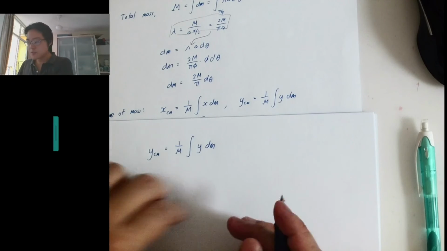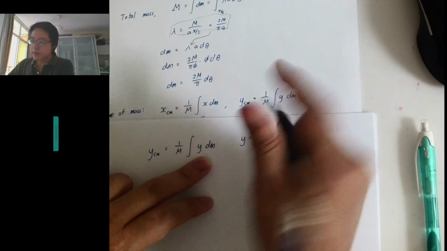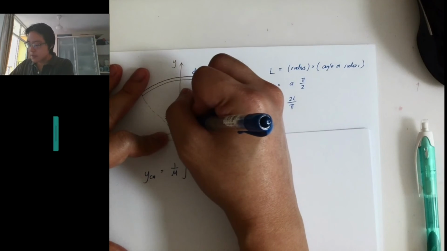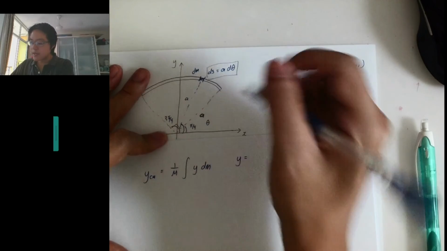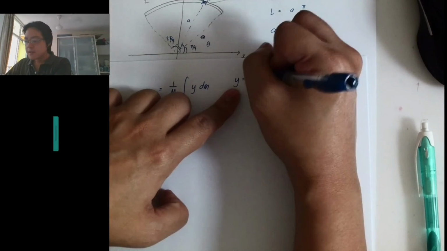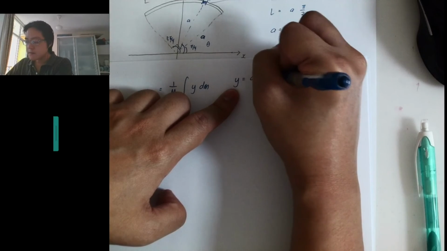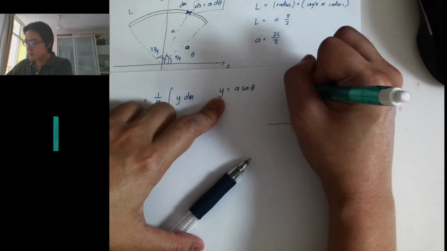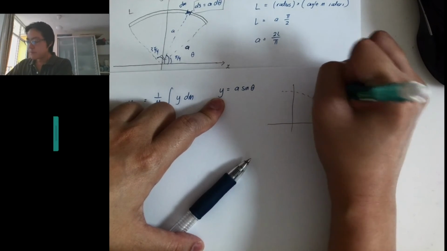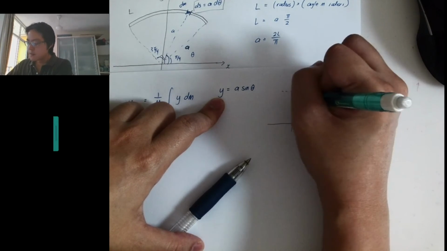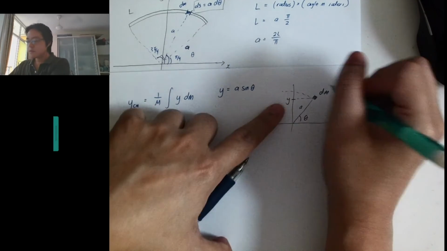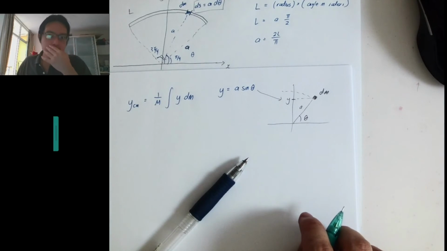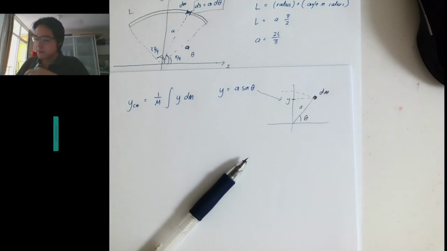So how do we do this? Well, first of all, what is my y coordinate? If I take any infinitesimal point dm, the radius is a. If I take the angle theta with my horizontal axis, this is like the Cartesian coordinate vector. So what is my y coordinate? The y coordinate is a sine theta. Do you agree? So I'm going to put this in here.